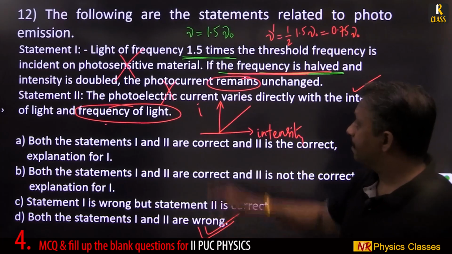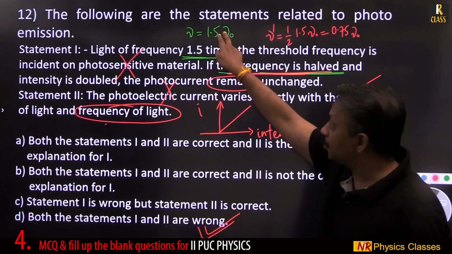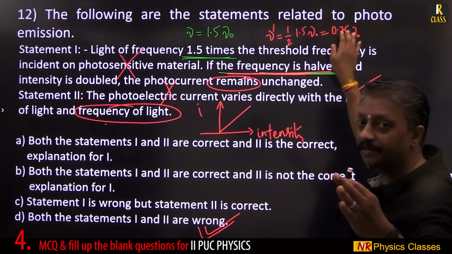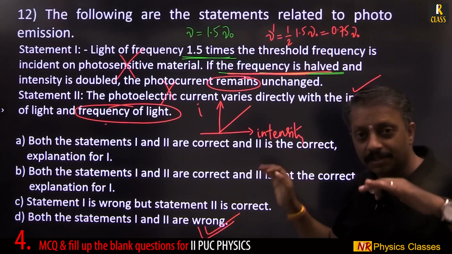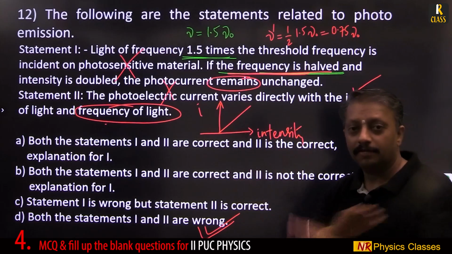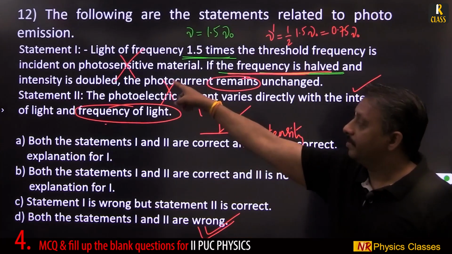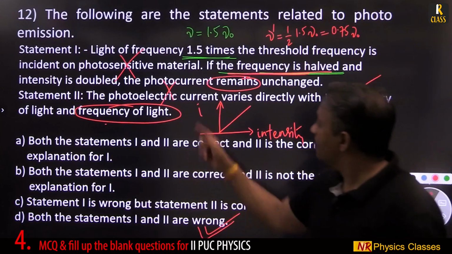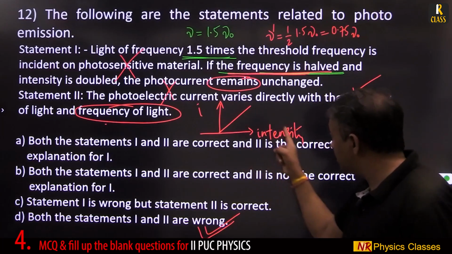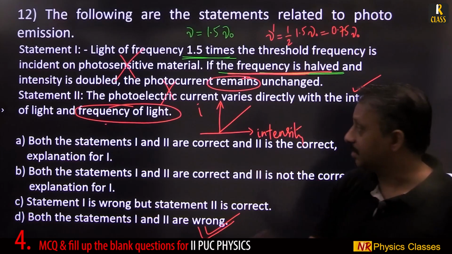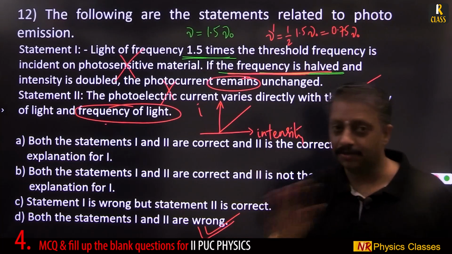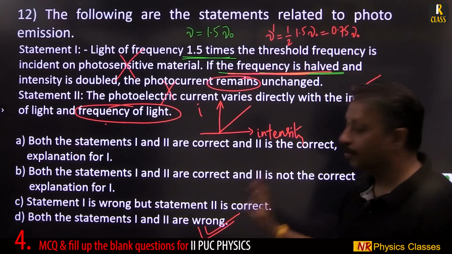Let me explain. At 1.5 times threshold, there is emission. Half of 1.5 is 0.75. Energy is not sufficient, there should not be any emission. But it's given there is emission. Therefore, no chance, wrong. Second, photocurrent depends on intensity, not on frequency. It's mentioned frequency, therefore even the second statement is wrong. Therefore, both of them are wrong.